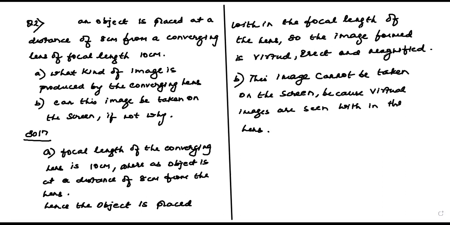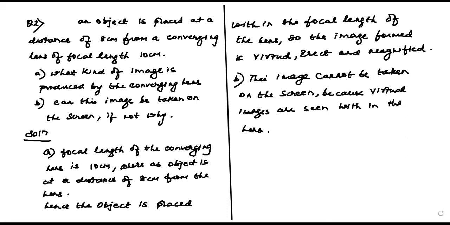Virtual, erect, and magnified. Now remember the second part of the question, B part. Can the image be taken on the screen? If not, why? This image cannot be taken on the screen because virtual images are seen within the lens.